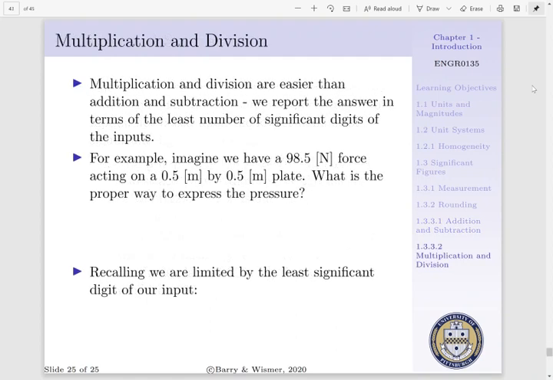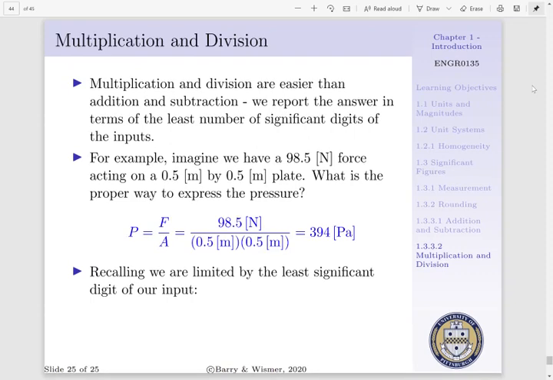Now, when we consider multiplication and division, we are going to report our answer in terms of the least number of significant digits of our input. This differs from what we did for addition and subtraction. For example, imagine we have a 98.5 Newton force acting on a 0.5 by 0.5 meter plate, and we want to report our pressure in the proper number of significant digits.